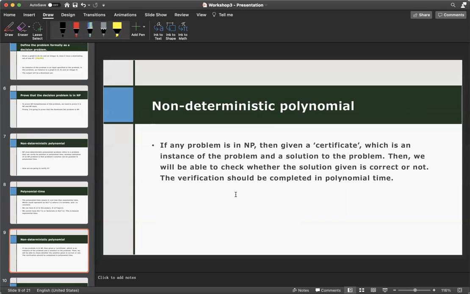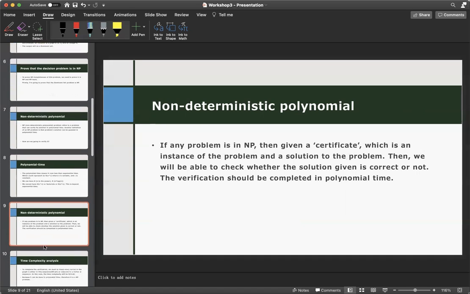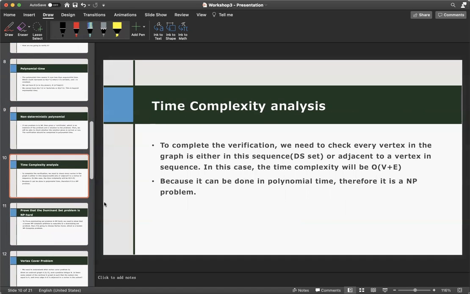Back to verification. So how are we going to verify it? If any problem is in NP, then given a certificate, which is an instance of the problem and the solution to the problem, we will be able to check whether the solution given is correct or not. So obviously, this verification should be completed in polynomial time, in terms of a time complexity analysis.